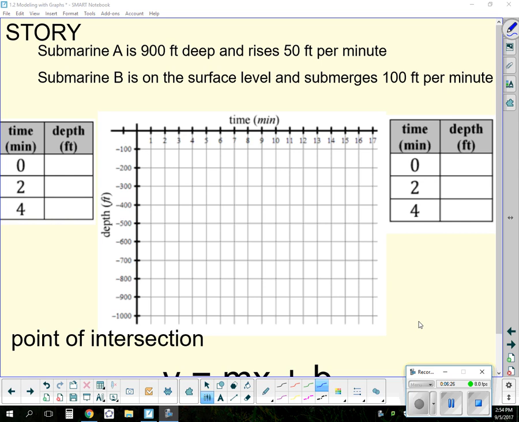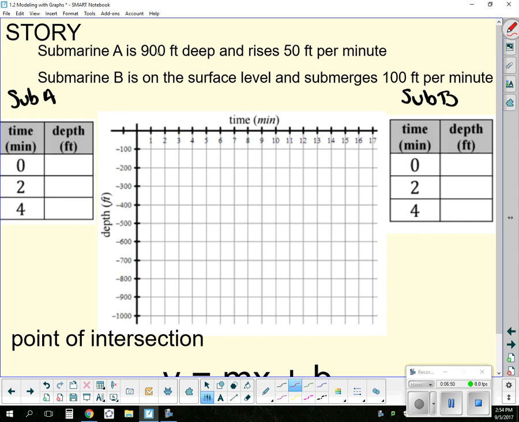Story time. Submarine A is 900 feet deep and rises 50 feet per minute. Submarine B is on the surface level and submerges 100 feet per minute. Okay, so let's let this chart here be sub A. This T-chart over here will be sub B. Let's look at what we know.